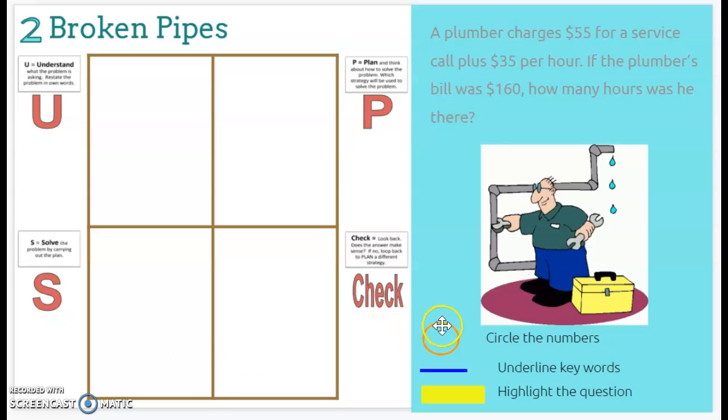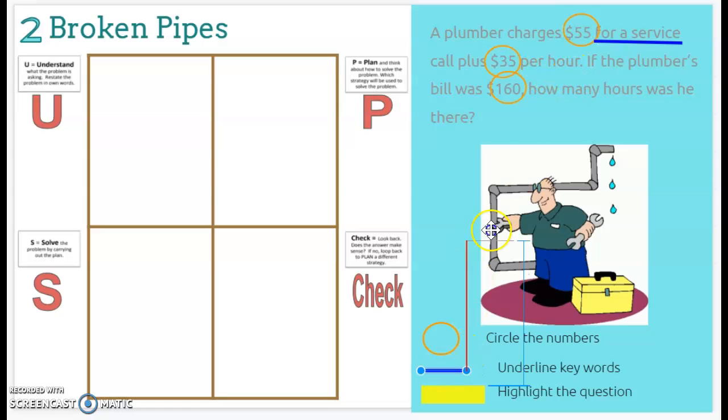Okay, so let's go ahead and circle the numbers that we need to pay attention to. We have $55 for a service call. So that sounds like a flat rate, just for the service call itself, or to actually show up, kind of like I'm coming, so I'll go ahead and charge you just this $55. But then we have $35 per hour.